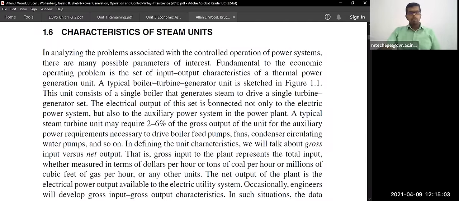A very good afternoon. Today we are going to see some characteristics of steam power generating units.